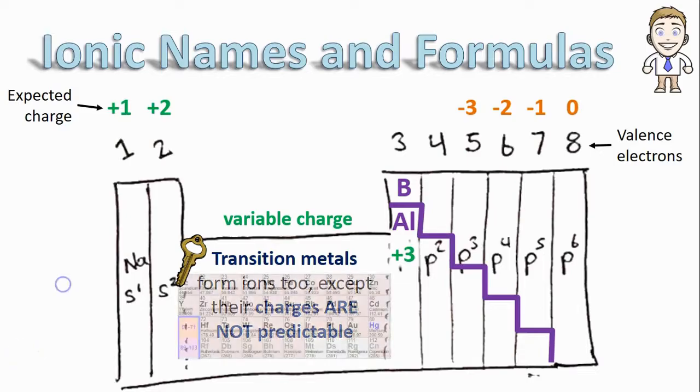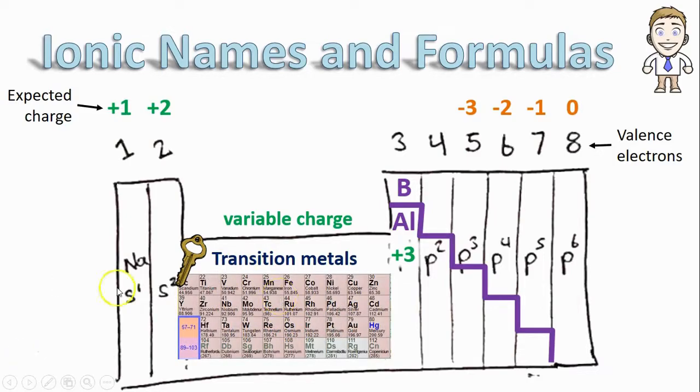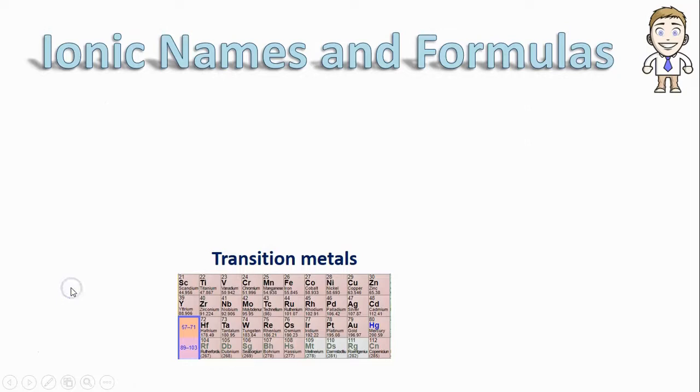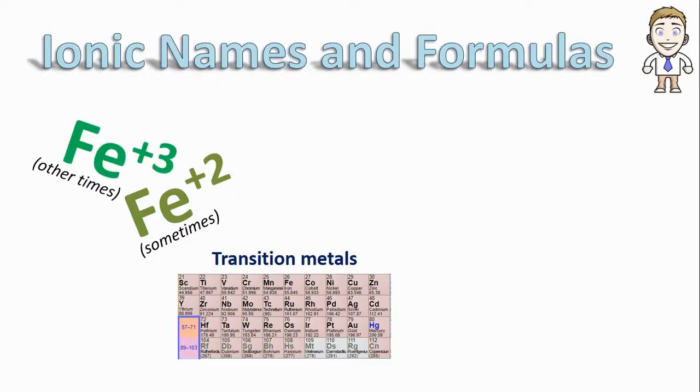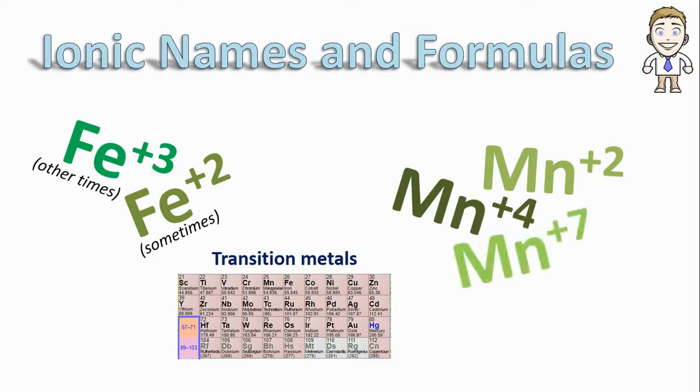So to show you what I mean, here's a small snippet of our transition metals from an actual periodic table. Let's take iron as an example. Iron forms a +2 charge sometimes. Other times, iron can also form a +3. That's what we mean by being variable. Manganese does a similar thing. It can be +2, +4, +7, and about 3 to 4 other charges as well. So obviously, when you're dealing with metals in this area, there's an extra level of complication.